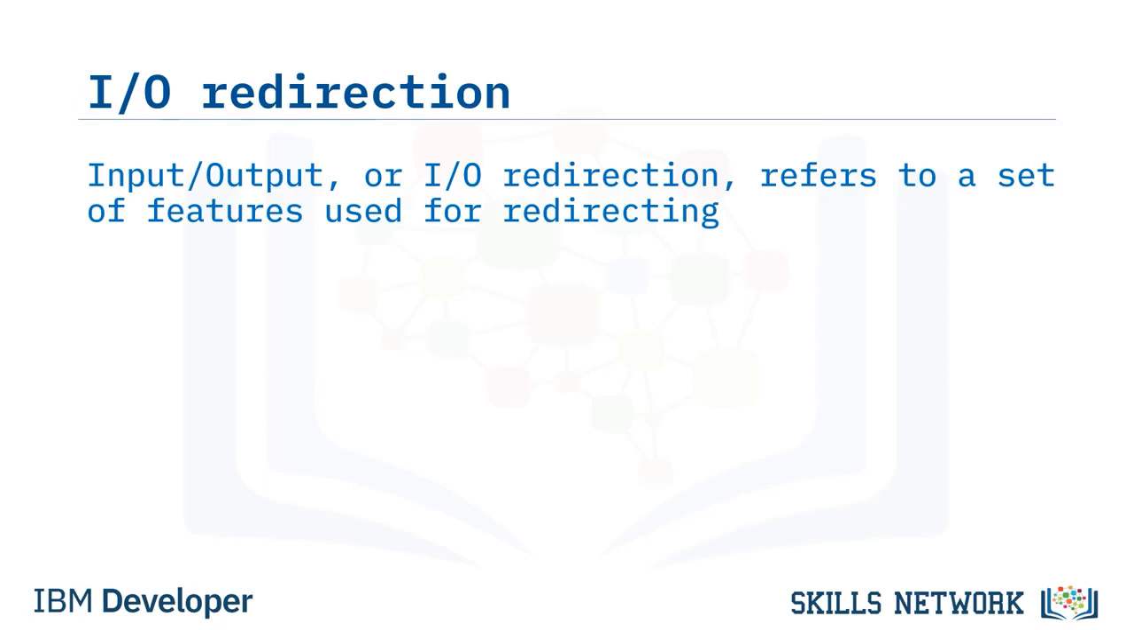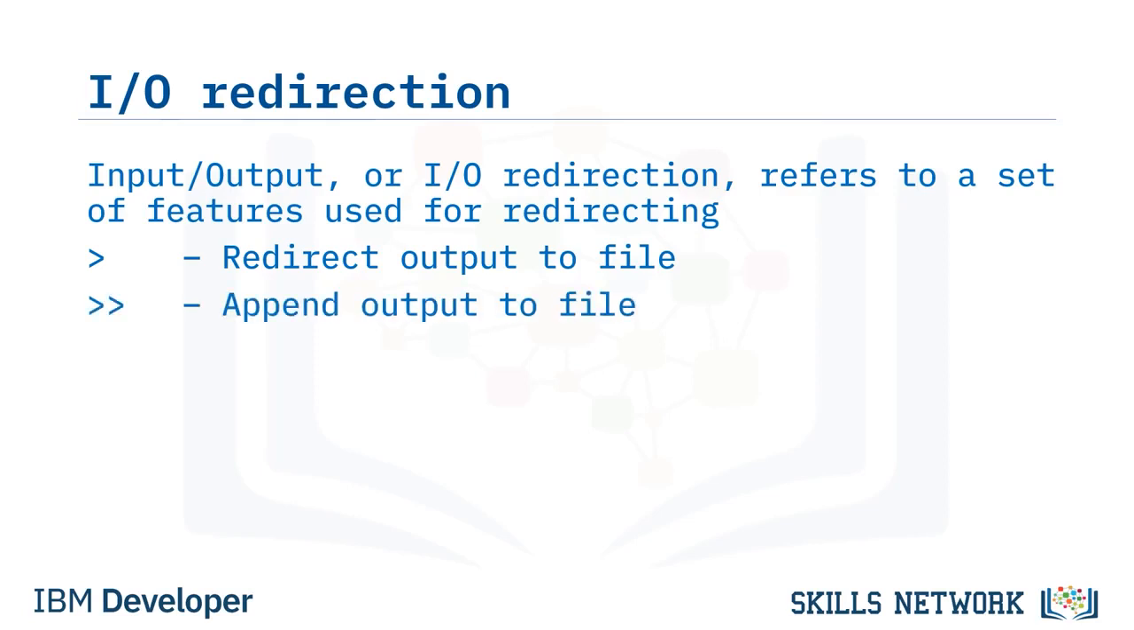Input-output, or I/O redirection, refers to a set of features used for redirecting either the standard input, which is the keyboard, or the standard output, which is the terminal. The greater than symbol is used to redirect standard output of a command to a file. It also creates the file if it doesn't exist, and overwrites its contents if it already exists. You can avoid overwriting by using the double greater than symbol, which appends output to any existing content.